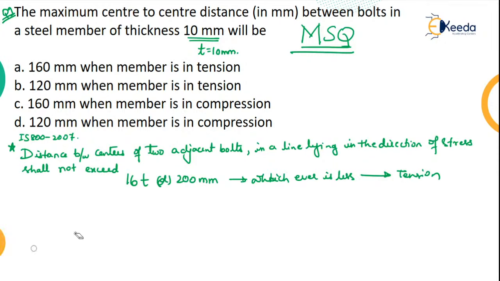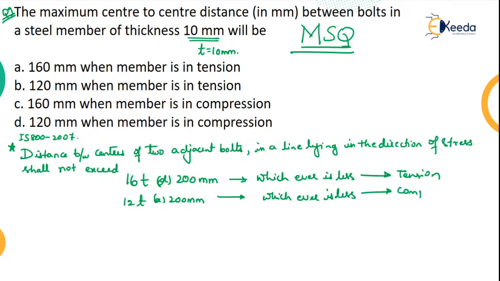Wait for it. Let me first write down the clause, whatever is there as it is. Then I will explain you. It will be easy for you to understand. Okay. Whichever is less, or 12T or 200 mm. Again, whichever is less in compression. Okay. Now, first let us do it for tension.